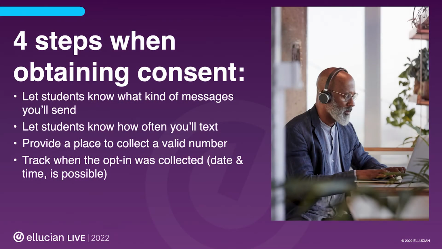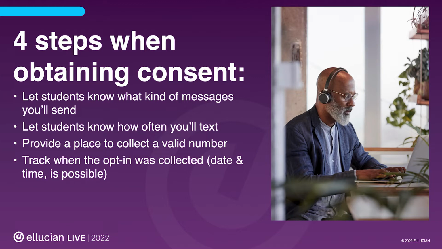When you're obtaining consent and gaining a student's permission to text them, we like to say there are 4 things you should make very clear to a student. The first is what types of messages they will be receiving. For instance, informational messages, messages that help them know about deadlines, or that they're missing forms. Make that very clear right off the bat.